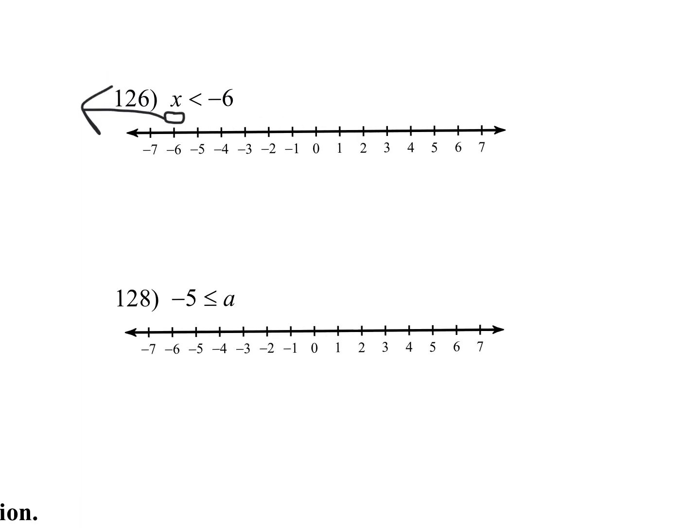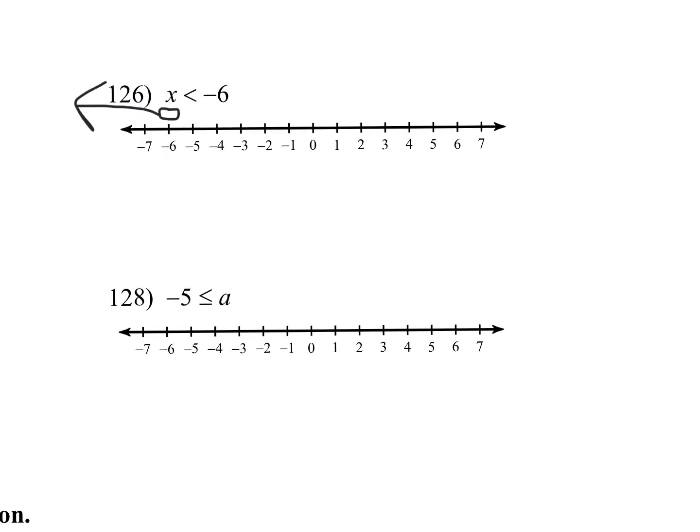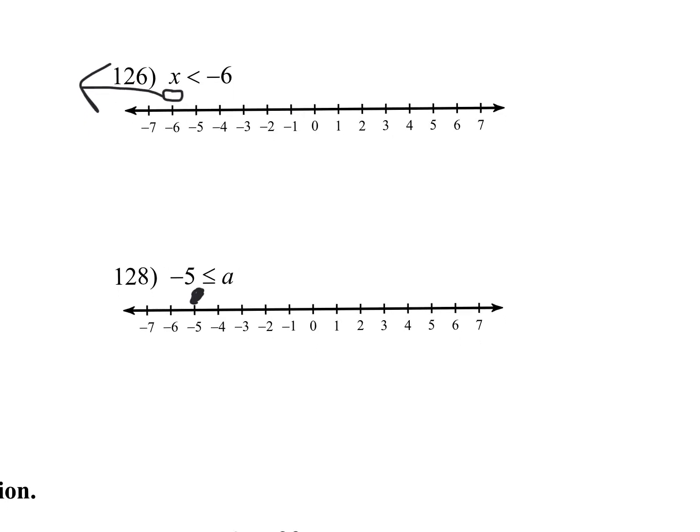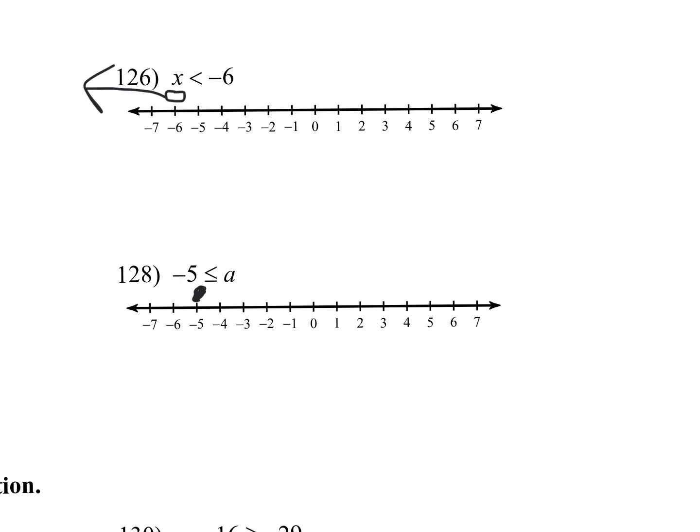On 128, start with the number. Is it going to be open or closed? Closed. What's wrong with this one? It's on the wrong side, right? So I need to flip it to a is greater than or equal to -5. Remember, it's open to the a to start, it needs to stay open to the a at the end. And then where does my arrow go? To the right. I'm going to pick a point. Is 0 greater than or equal to -5?